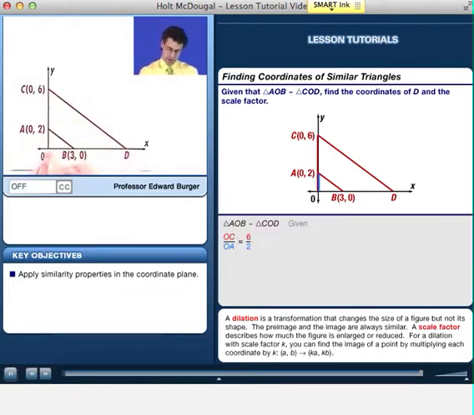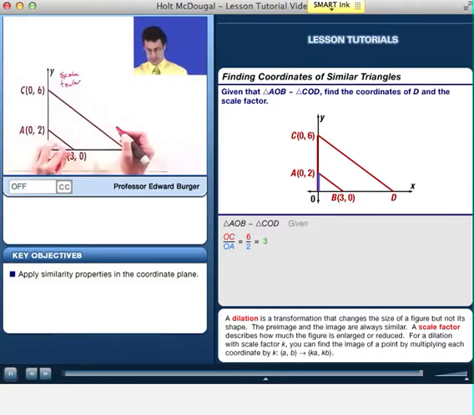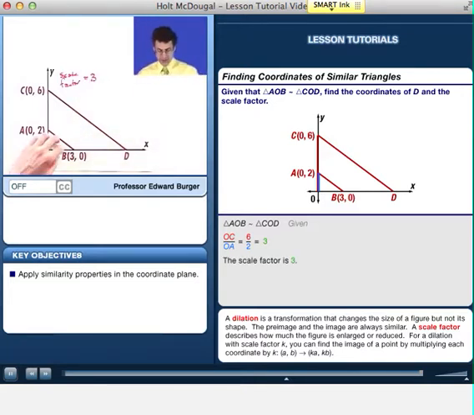So how do I go in terms of a scale factor from 2 to 6? Well, that's asking what number do I have to multiply 2 by in order to make it equal to 6? Well, the answer is 3. So the scale factor here to go from the little triangle to scale it, to dilate it to the big triangle, is a scale factor of 3.